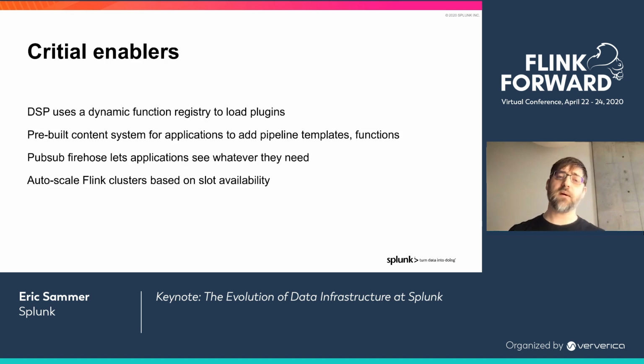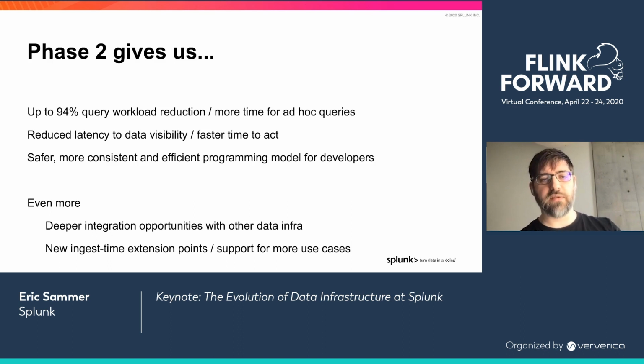Because the Firehose is pub sub, application developers don't have to worry about things that people have filtered out or modified. They can actually get the real deal. And we do auto scale our Flink clusters based on slot availability. So as people start ramping up and doing more, we scale the clusters behind the scenes appropriately so we don't run out of capacity.